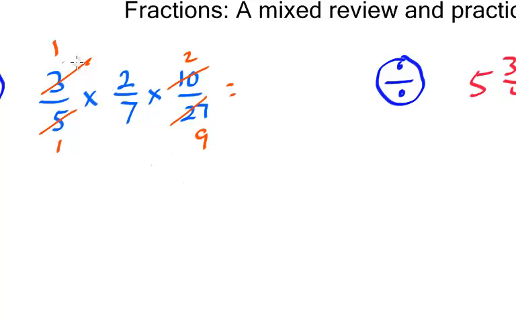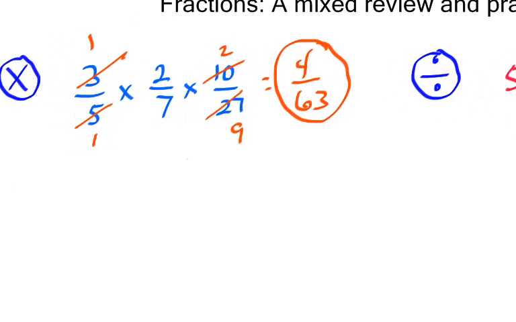So for this final answer, you just multiply straight across. 1 times 2 times 2 is 4. 1 times 7 times 9 is 63. Final answer, 4 over 63. And with multiplying, which I really like, if you do all your canceling, you never have to reduce, which is a bonus.